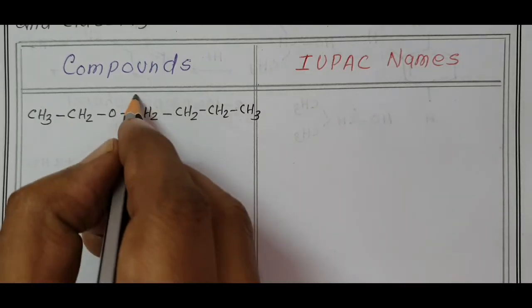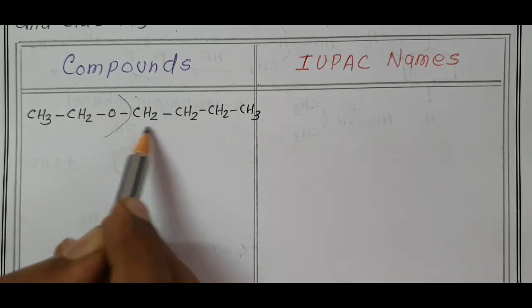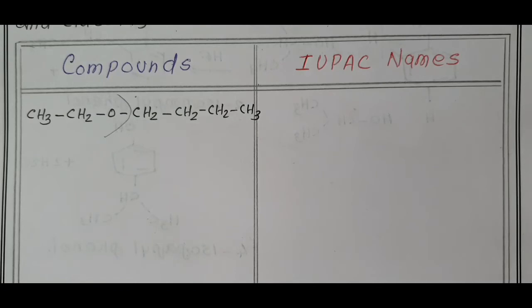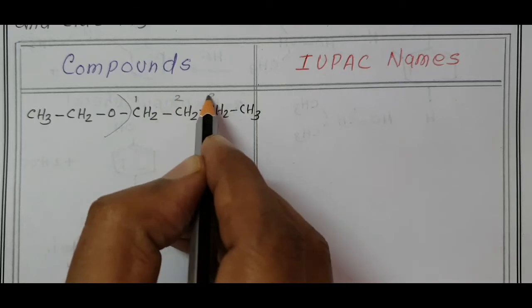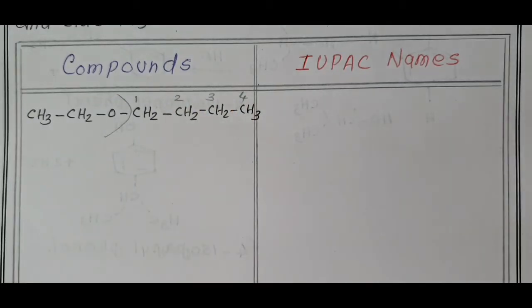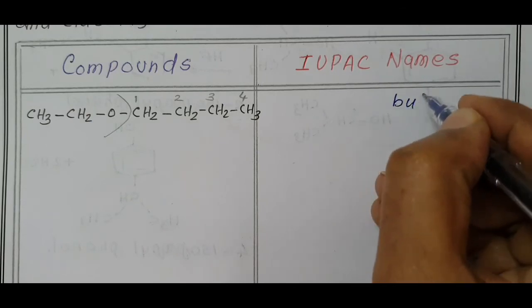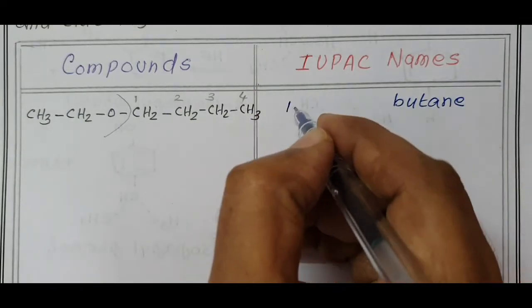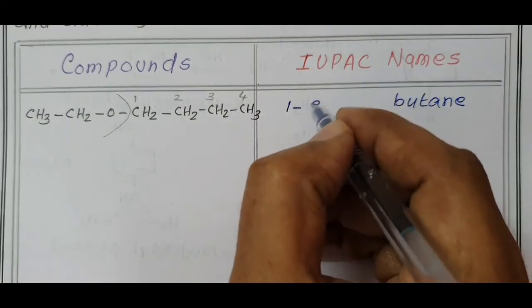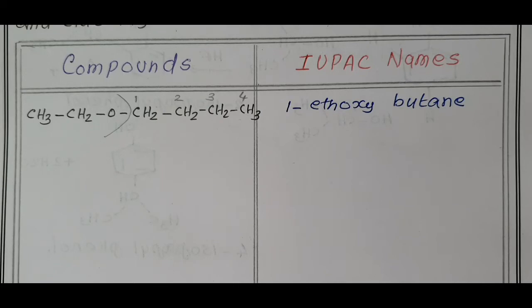When we give numbering, we have to add the oxygen atom to the alkyl group containing the lesser number of carbon atoms. Here 4 carbon, here 2 carbon atoms. Therefore, oxygen is added to the 2-carbon group. When we give numbers 1, 2, 3, 4, this is the parent chain containing 4 carbon atoms. Therefore, root word but, carbon-carbon single bond, n-butane. The first carbon of butane contains 2 carbon, eth, oxygen, oxy, 1-ethoxybutane is the IUPAC name of this compound.